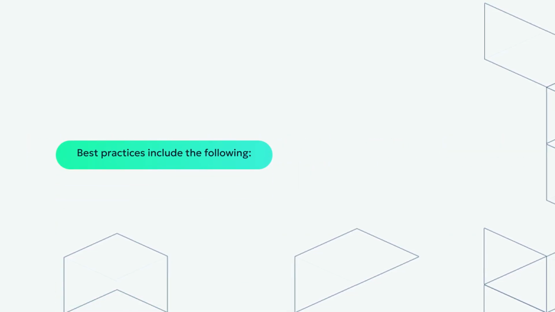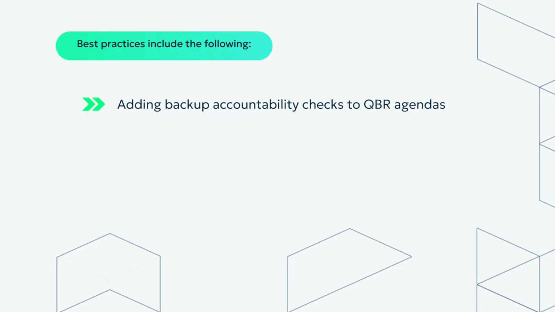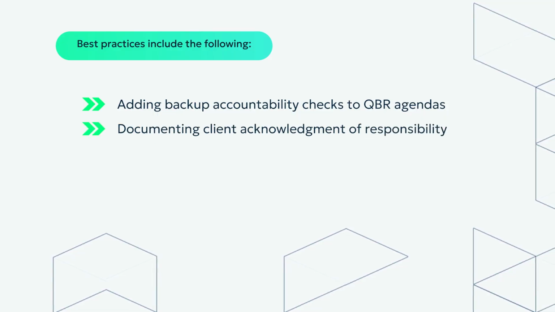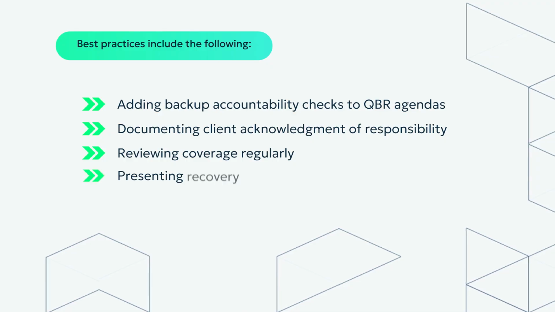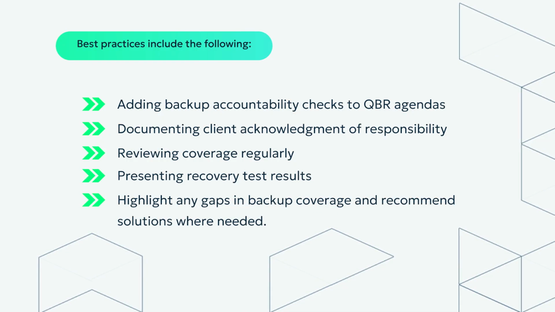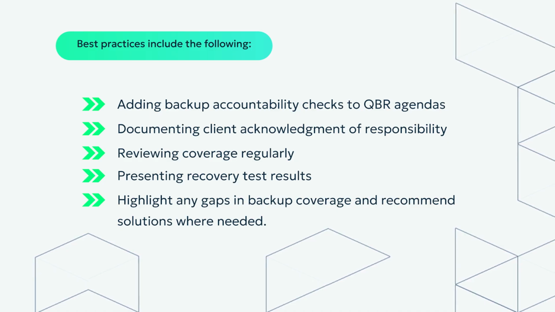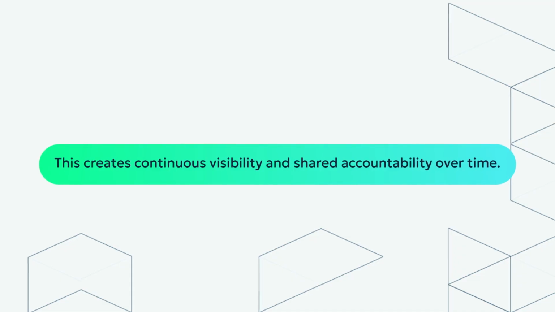Best practices include the following: adding backup accountability checks to QBR agendas, documenting client acknowledgement of responsibility, reviewing coverage regularly, presenting recovery test results. Highlight any gaps in backup coverage and recommend solutions where needed. This creates continuous visibility and shared accountability over time.